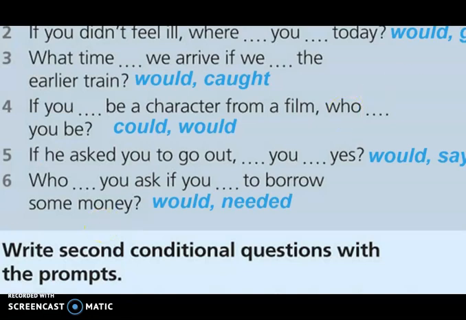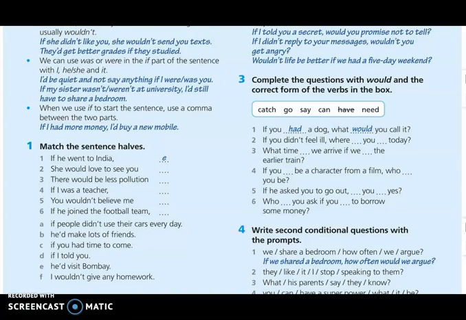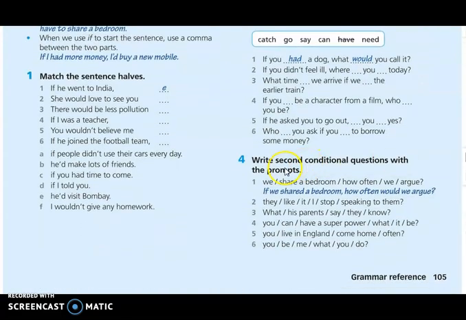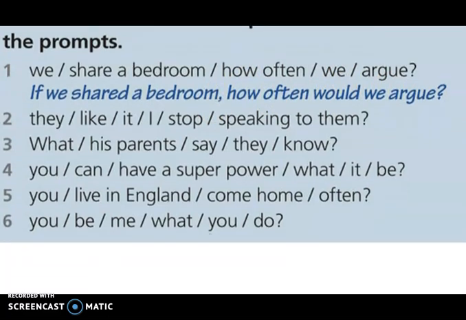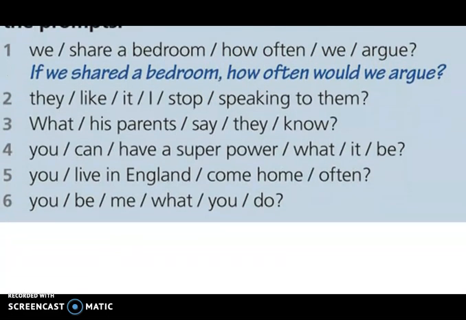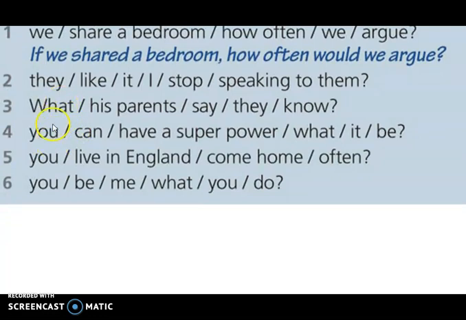Now let's move to the next question, which is to write second conditional questions with a prompt. We have here an example. We share a bedroom. How often we argue? So, if we shared a bedroom, comma, how often would we argue? Number 2, they like it. I stop speaking to them. Would they like it if I stopped speaking to them?